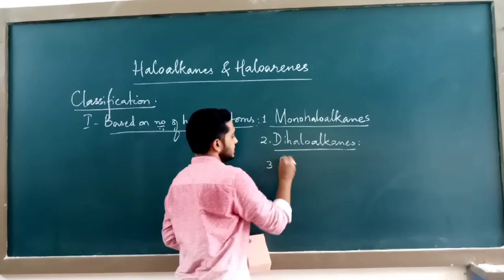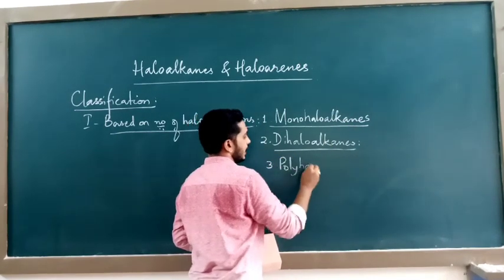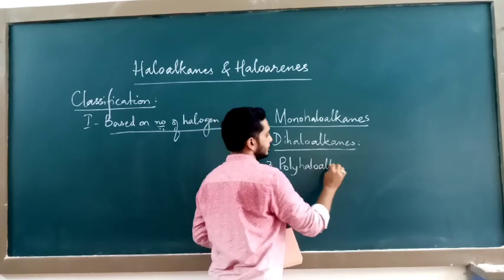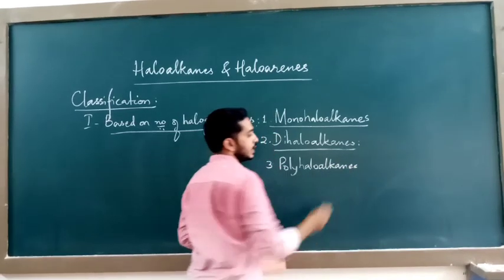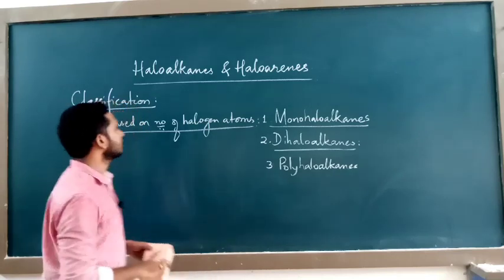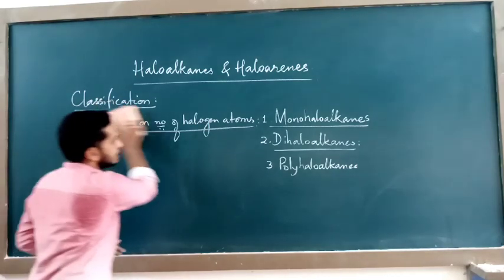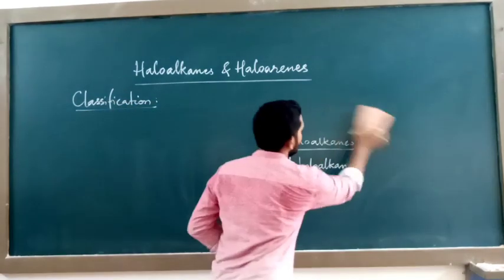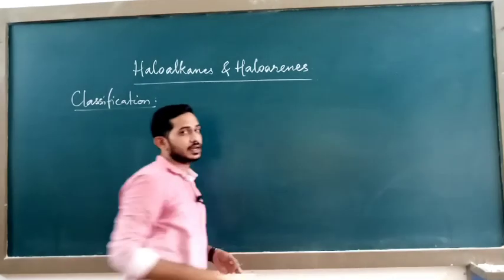Then third is polyhaloalkanes. Polyhaloalkanes are the haloalkanes which contain more than two halogen atoms in them. This is the first type of classification based on the number of halogen atoms they contain.